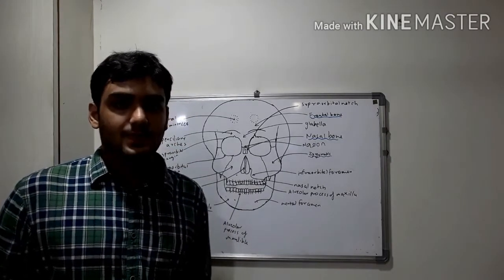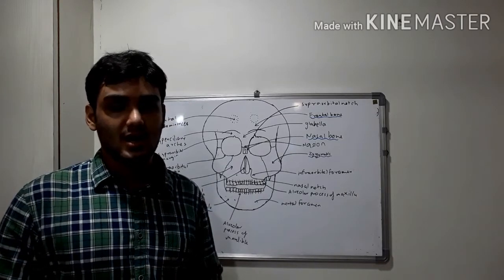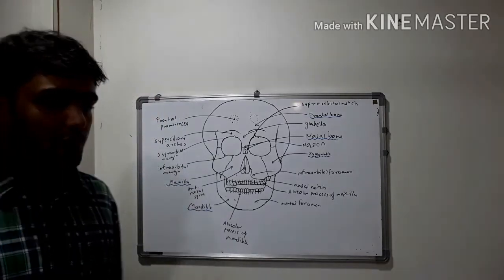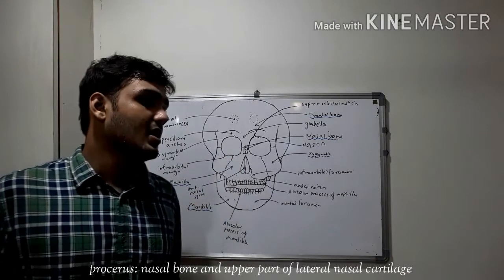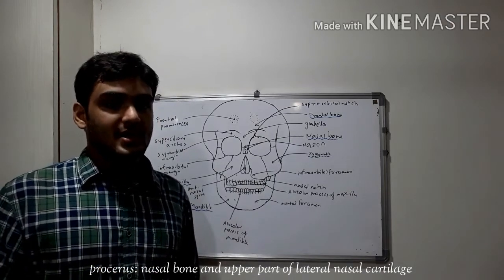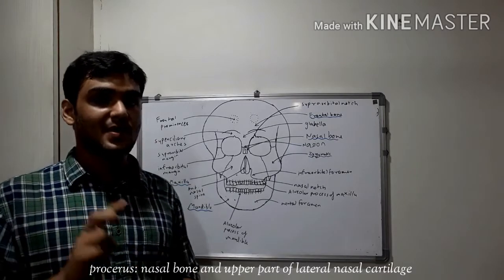So we have four muscles: procerus, dilator naris, compressor naris, and depressor septi. And dilator naris and compressor naris together are known as nasalis. So procerus originates from the nasal bone, and it also has a cartilaginous origin as well. It originates from the upper part of lateral nasal cartilage. So it originates from the nasal bone and the upper part of lateral nasal cartilage.